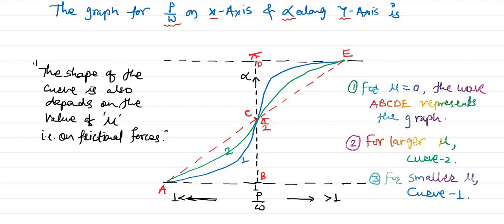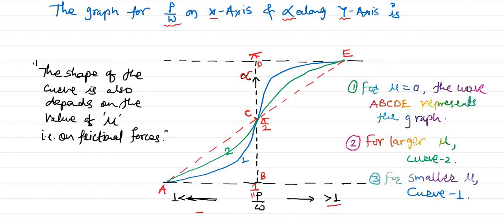So here, yes, it is p by omega along x axis, and here to the right side it is greater than 1, to the left side it will be less than 1, and at this center point p by omega is equal to exactly 1. Okay, and yes, on this axis here we have alpha along y axis, and this alpha changes from, yes, pi by 2 at this point to pi, and here it is 1.